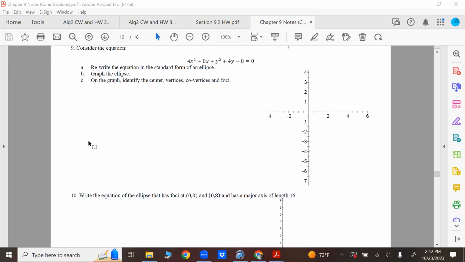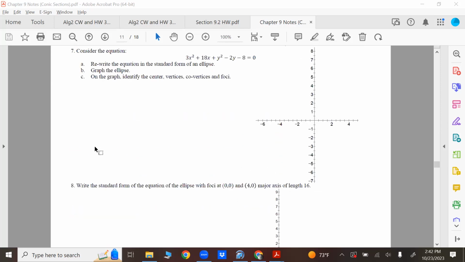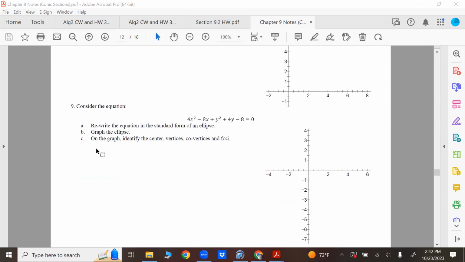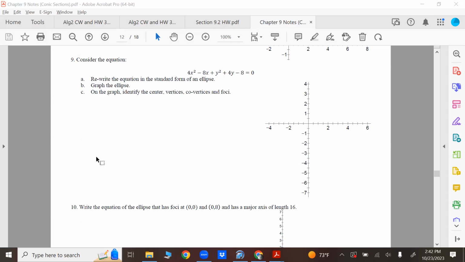But let's take a look at number 9. For number 9, you have to complete the square, right? So let me at least set this up for you. I just want to do one more complete the square because that's good practice, right? And then I think we're good.